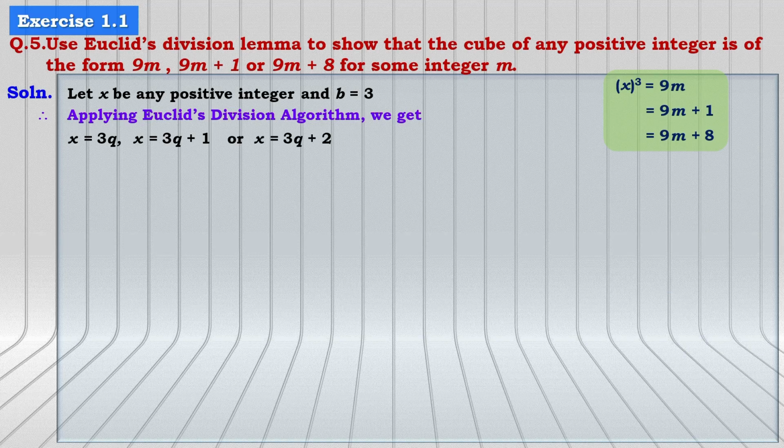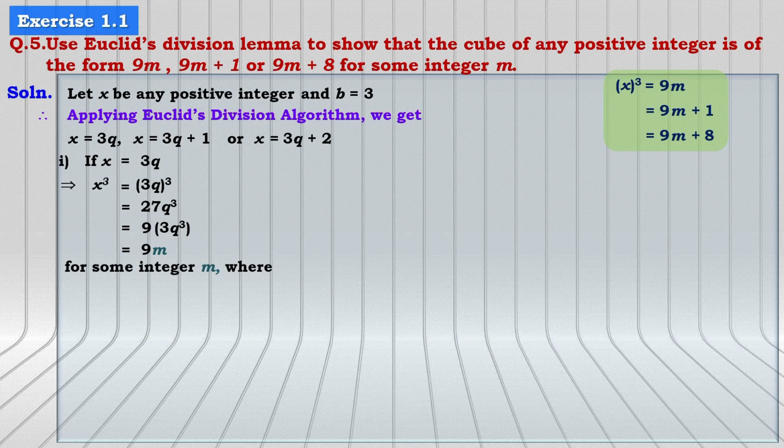Now if we consider x equal to 3q, then x cube will be 3q whole cube. So that is equal to 27q cube. Now we can represent 27 as 9 into 3. So 9 into 3q to the power cube. If we consider 3q cube as m, then we can represent it as 9m for some integer m, where m is equal to 3q cube. Now let's consider the second case.